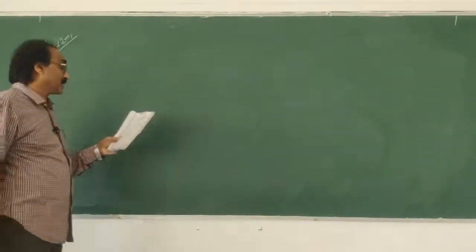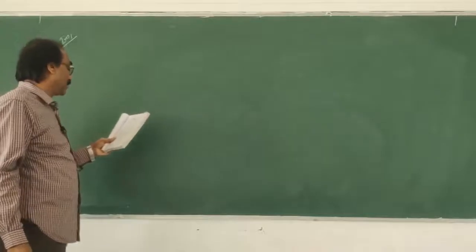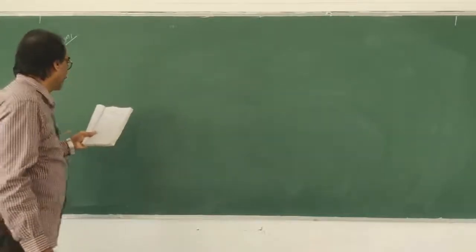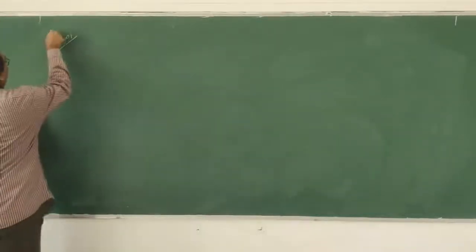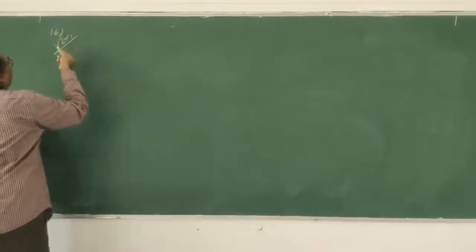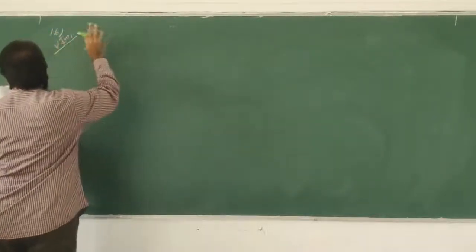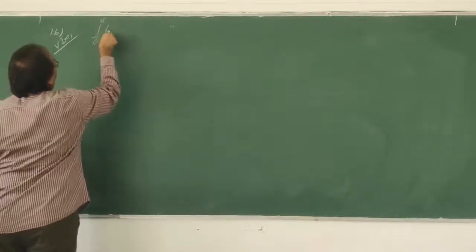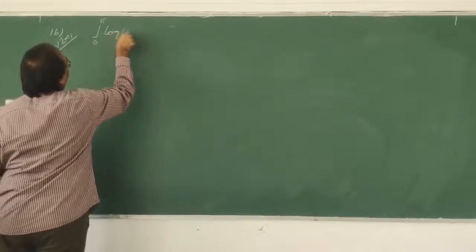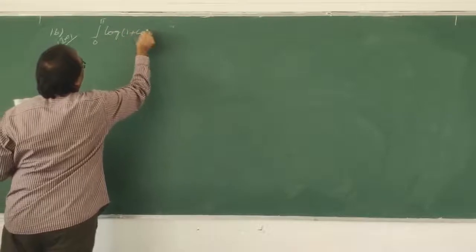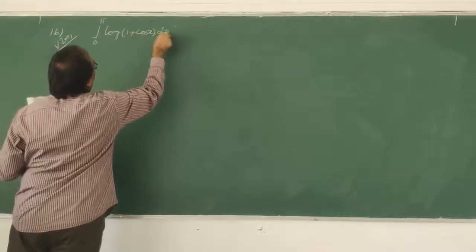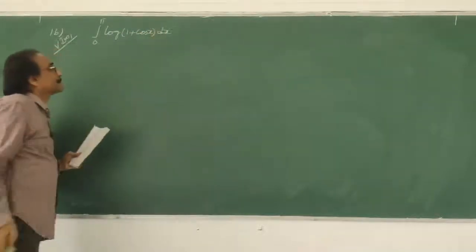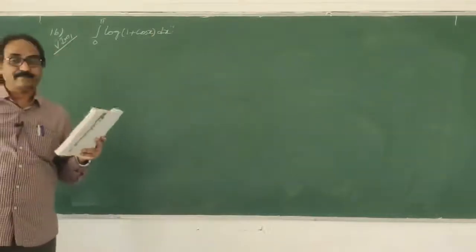In this case, okay, 11, 12, 14 is over, 15 we did, now 16. Problem number 16 now. Very important problem. So that is very important, is fixed. The integral from 0 to pi of log of 1 plus cos x dx. See, this is what is given.